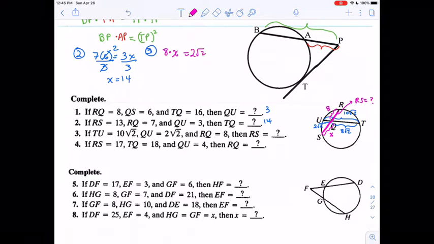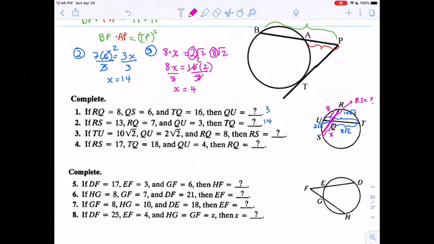So 2 rad 2 times 8 rad 2. We have 8x equals, the 2 and the 8 are outside of the radical, so those multiply together to get 16. Rad 2 times rad 2 is just rad 4, which is 2. Divide by 8. If we simplify 16 over 8, we get 2 times 2, which is 4. Now the question was not what QS is equal to, but what RS is equal to. RS is the entire chord, so 8 plus 4 gives us 12.